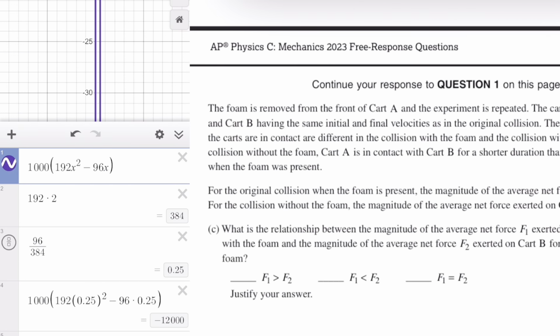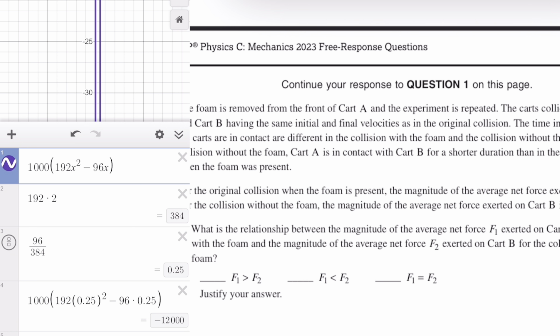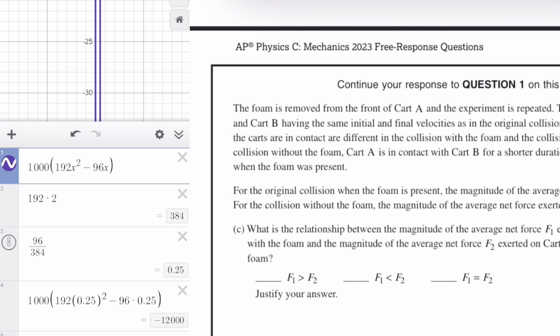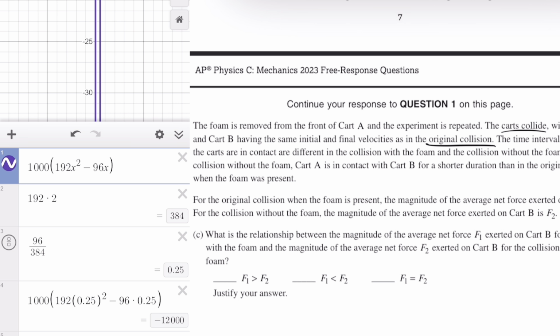So let's continue question 1. The foam is removed from the front of cart A and the experiment is repeated. The carts collide with both cart A and cart B having the same initial and final velocities as in the original collision. Okay, the keyword: the time intervals during which the carts are in contact are different in the collision with the foam and the collision without the foam. In the collision without the foam, cart A is in contact with cart B for a shorter duration than in the original collision.